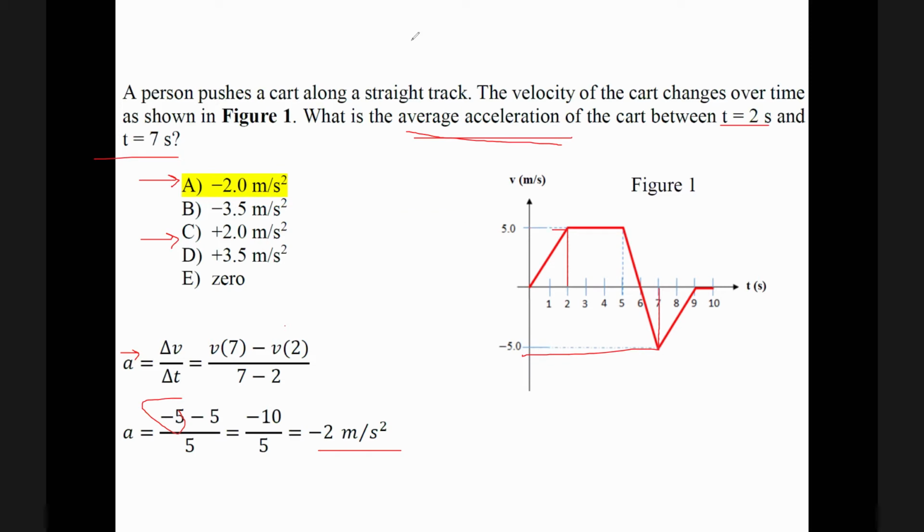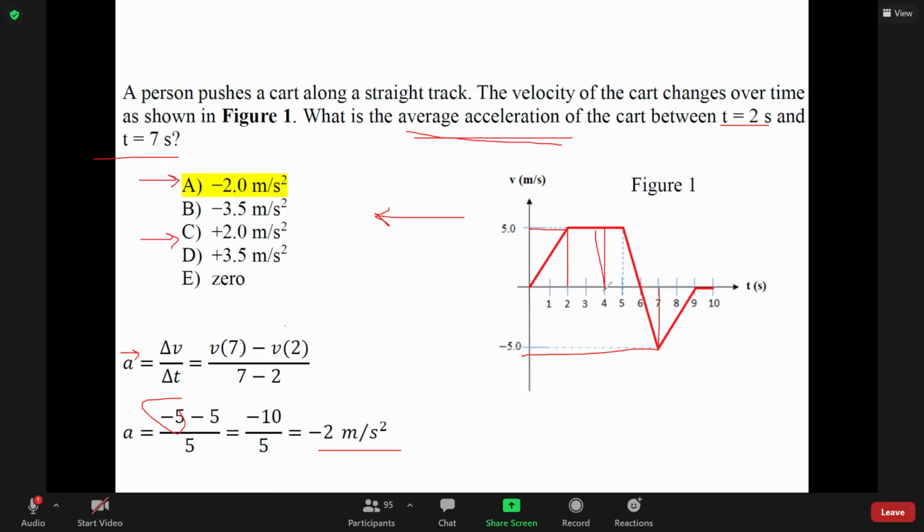Can I take the slope? If you take the slope, no. If you take the slope, you calculate instantaneous acceleration. Pay attention. Here you need average acceleration. There is a difference between average and instantaneous. Instantaneous is at any moment. What if he said give me the acceleration at t equals 4? Come on, answer. What is the acceleration at t equals 4? Answer in the chat panel.